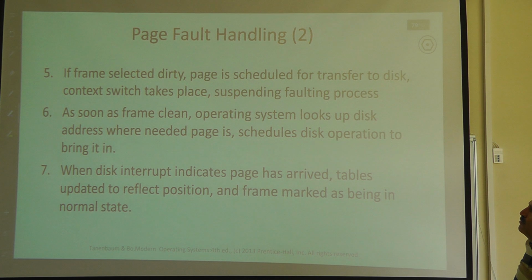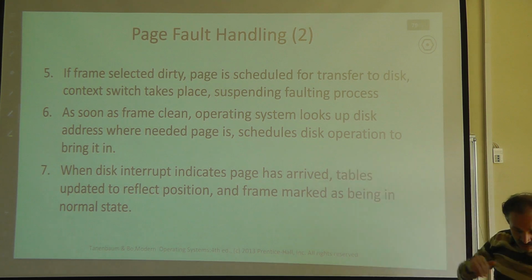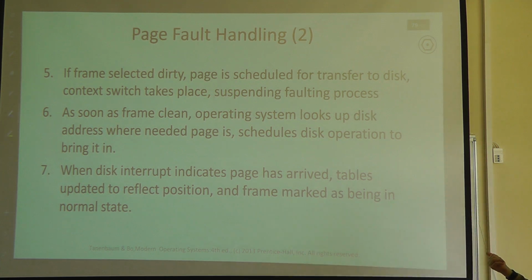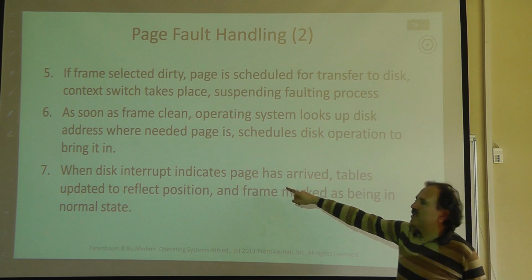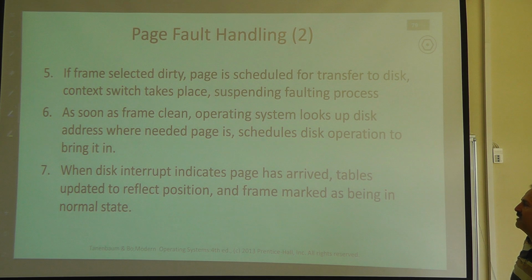The operating system looks up the disk address where the needed page is and schedules a disk operation to bring it in. That would cause the process to block again because it's going to take some time. When the process goes to sleep and the disk operations are done, you get a new interrupt. The disk interrupt indicates the page has arrived. Tables are updated to reflect the position and the frame is marked as being in normal state. I would load my frame and reset all the pointers, the reference bit and the dirty bit.